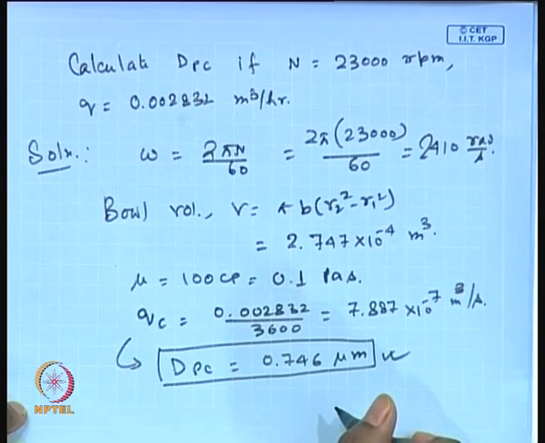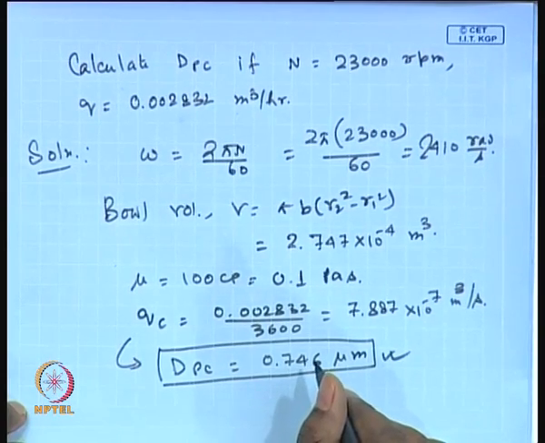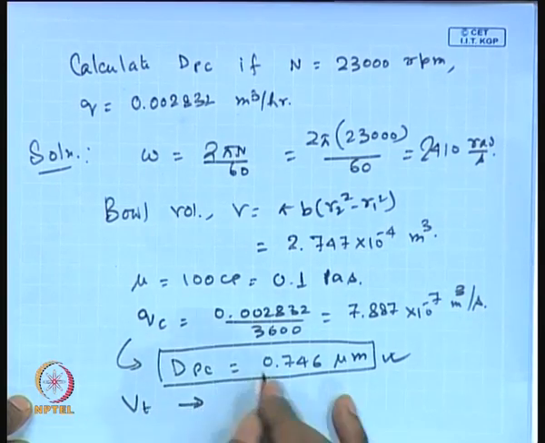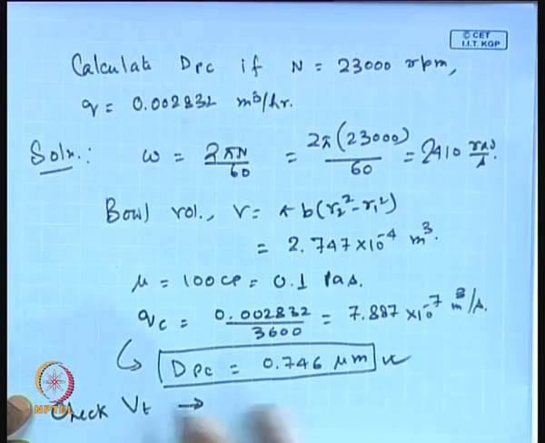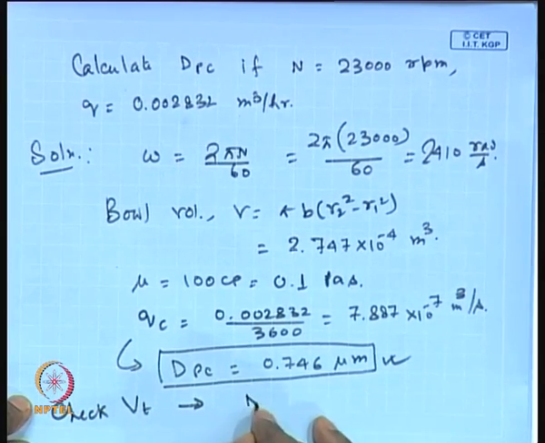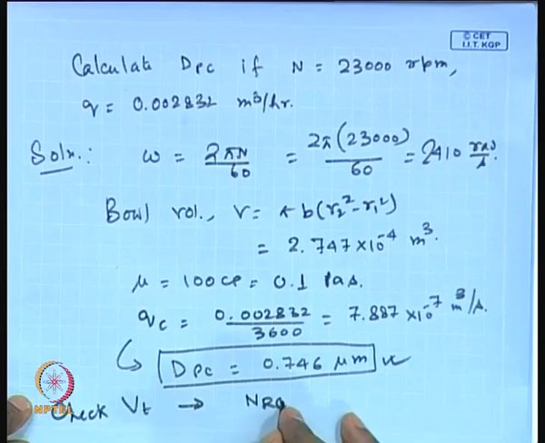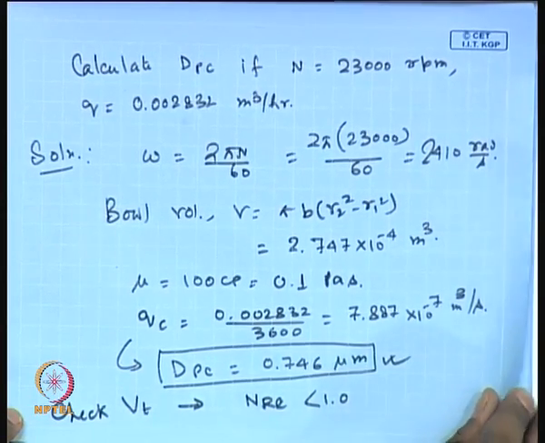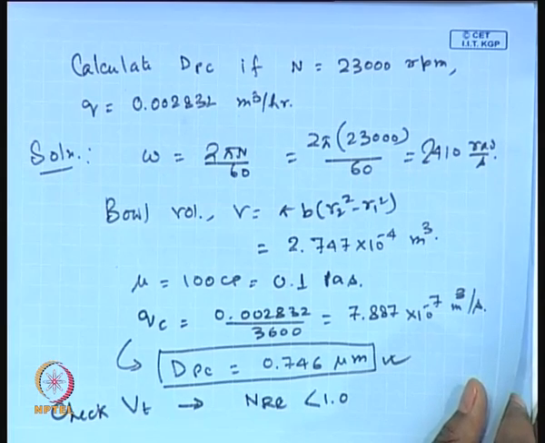That means the particles of diameter 0.746 micron and less will be going out with the liquid stream, and the particles with a larger diameter will settle on the wall, and they can be separated by this centrifuge. Okay. And you can check the terminal velocity, and then you can check the Reynolds number. The Reynolds number will be less than 1. That means you are within the Stokes regime.